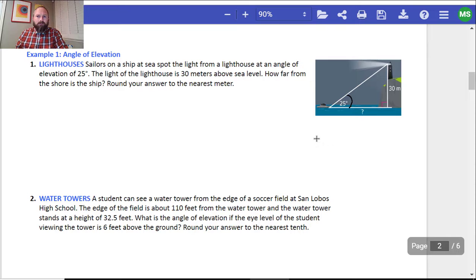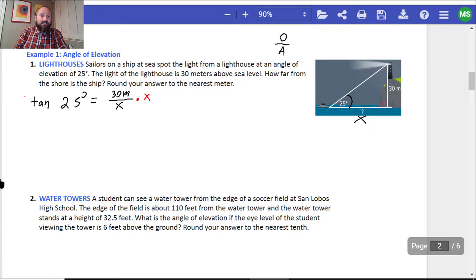All right, well, what we have to figure out is, we want the opposite over the adjacent. Which one is the opposite over the adjacent? That's the tangent. So I write out the formula. The tangent of 25 degrees is equal to the opposite, which is 30 meters, over the adjacent, which I don't know. Let's call it x.